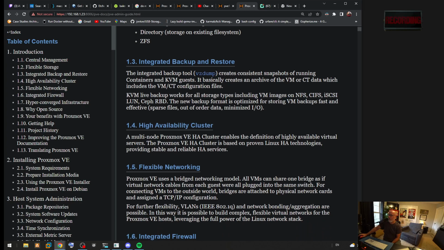1.4, high availability cluster. A multi-node Proxmox VE cluster enables the definition of high availability virtual servers. The Proxmox VE cluster is based on proven Linux HA technology, providing stable and reliable HA services. That makes me wonder if you can have more than one VM and then fail over, like RAID for VMs.